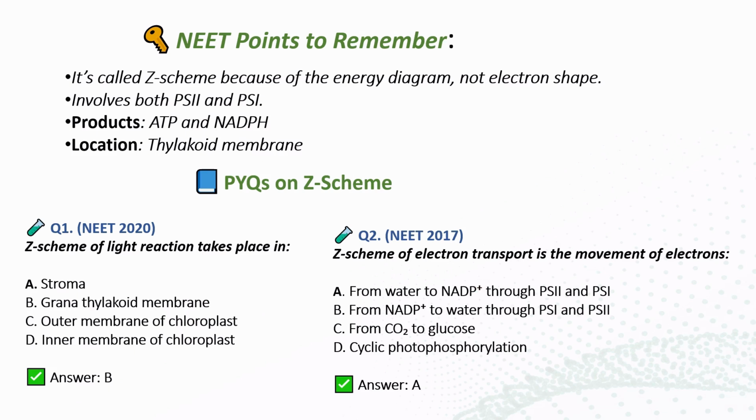If we move on to the next thing, that is nothing but cyclic photophosphorylation. Okay, cyclic photophosphorylation means we already know that the light reaction takes place in two ways, that is nothing but cyclic and non-cyclic. Obviously, by the name itself you can say that cyclic means it takes place in the cycle form.